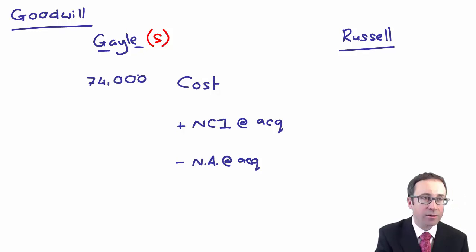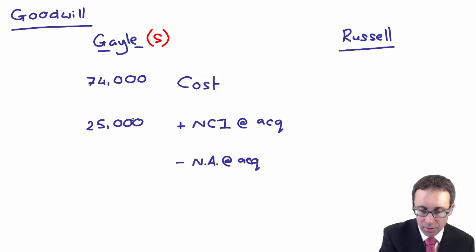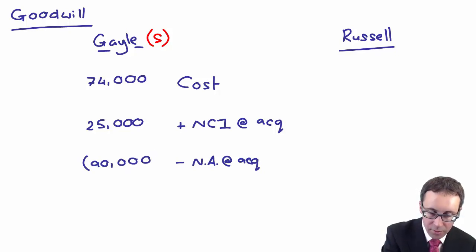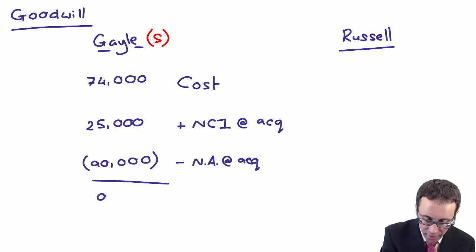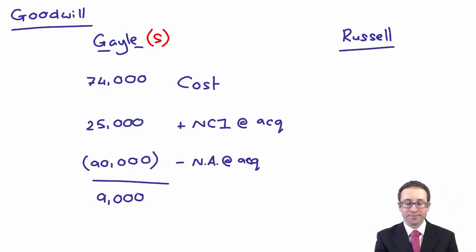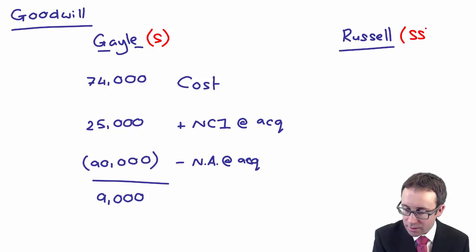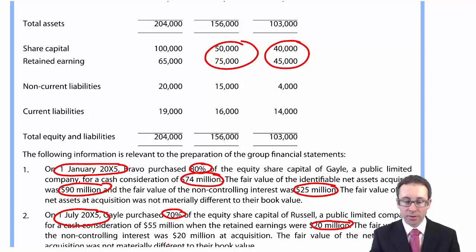So 74,000 as the investment, 25,000 as the NCI, and was it 90,000 there for the net assets? If you total that up, I think that gives you 9,000, isn't it? Okay, excellent. The subsidiary is where you just need to pay special attention, isn't it? Because there's that slight little adjustment that we'll need to make in a moment.